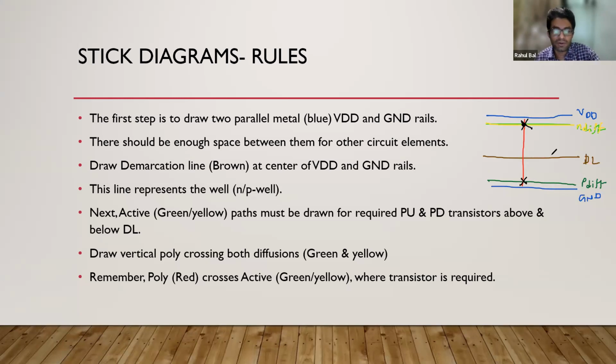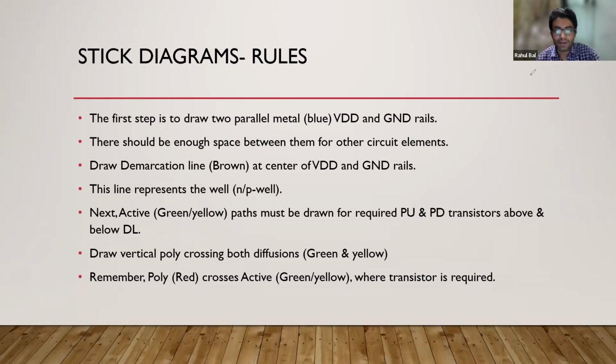So this is the general representation of a stick diagram. First you have to draw VDD and ground, then the demarcation line, then diffusion lines, and then the polysilicon line. The polysilicon line will cross the yellow and green lines, where the crossing represents the transistors. Okay, so let's move ahead.